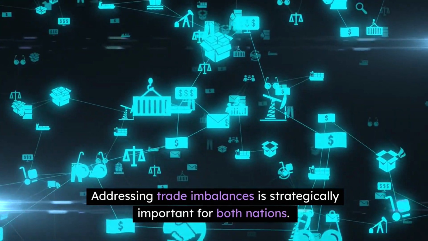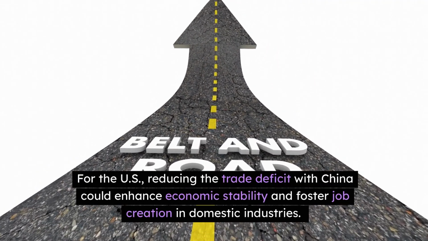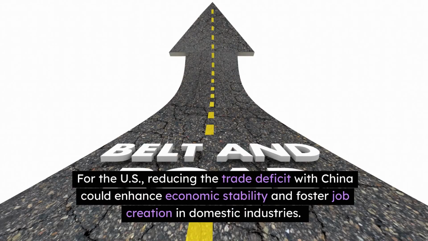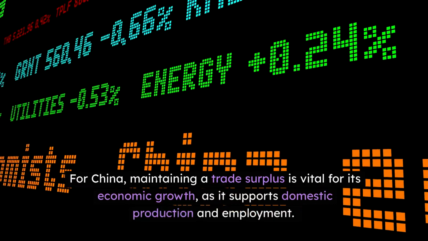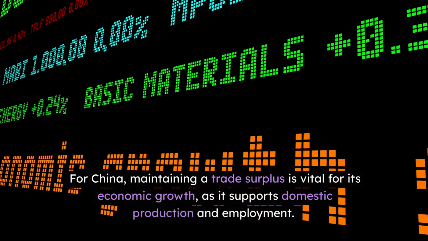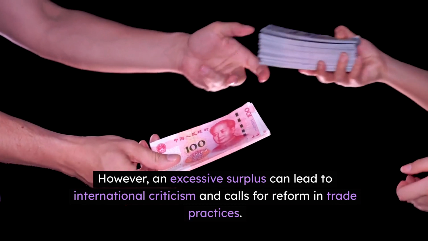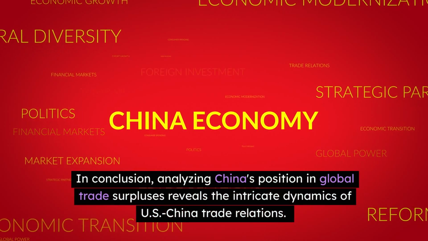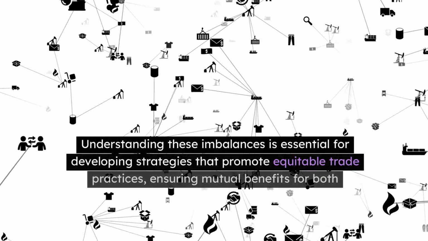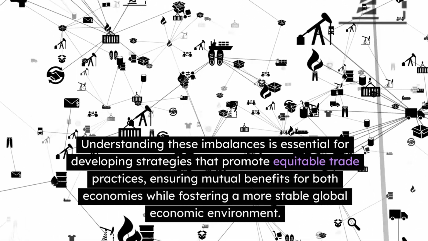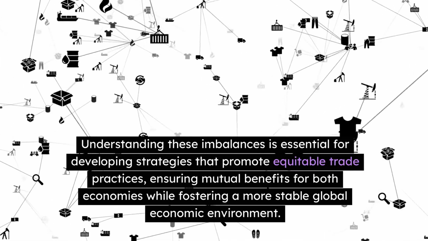Addressing trade imbalances is strategically important for both nations. For the U.S., reducing the trade deficit with China could enhance economic stability and foster job creation in domestic industries. It would also mitigate the risks associated with over-reliance on imports. For China, maintaining a trade surplus is vital for its economic growth, as it supports domestic production and employment. However, an excessive surplus can lead to international criticism and calls for reform in trade practices. In conclusion, analyzing China's position in global trade surpluses reveals the intricate dynamics of U.S.-China trade relations. Understanding these imbalances is essential for developing strategies that promote equitable trade practices, ensuring mutual benefits for both economies while fostering a more stable global economic environment.